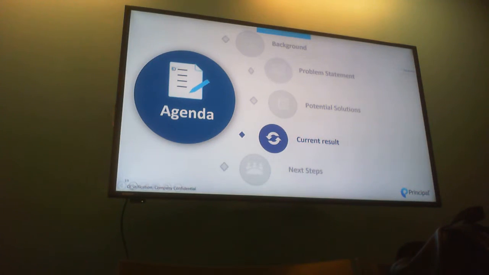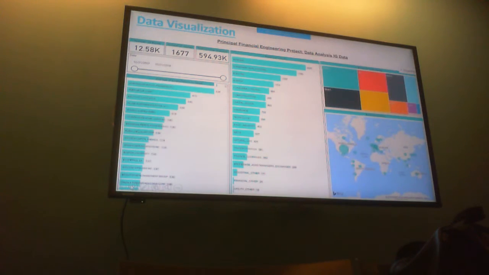And so the next will be the current result. We also did the data visualization of the investment grade security, the investment grade bonds.